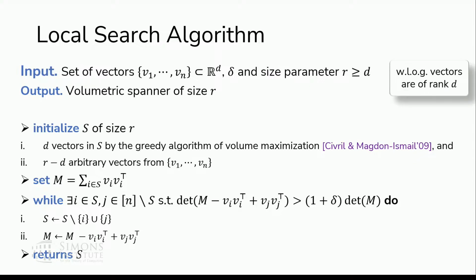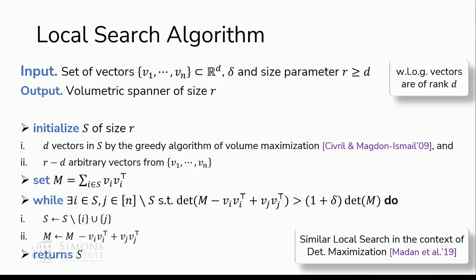OK, so first of all, without loss of generality, we can assume that the vectors are of rank d. Otherwise, we can just focus on the span of the input. So for now, we know that they're of rank d. And one more thing: if you're familiar with the local search algorithm of Madan et al., they're using a similar local search, but for different contexts of determinant maximization. It's very natural. We're also just dealing with the determinant here.